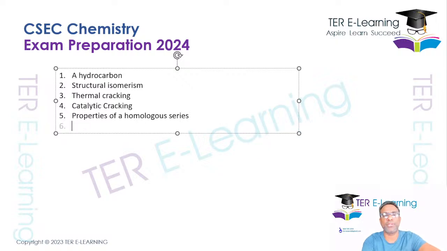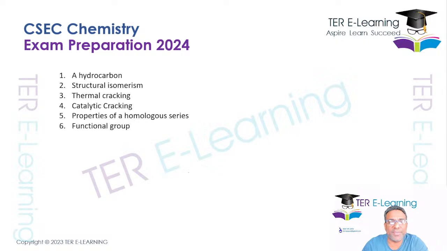You also need to know what is a functional group. What else we need to know here? Those are some of the definitions that we need to know. Hydrocarbon: an organic compound with only carbon and hydrogen present. Structural isomerism: organic compounds with the same molecular formula but different structural formula.